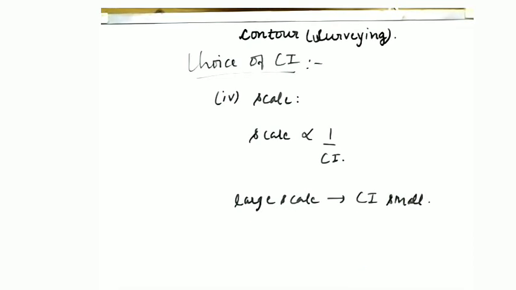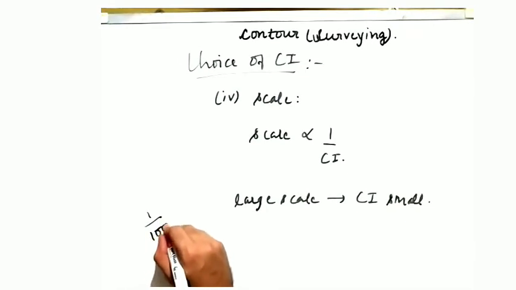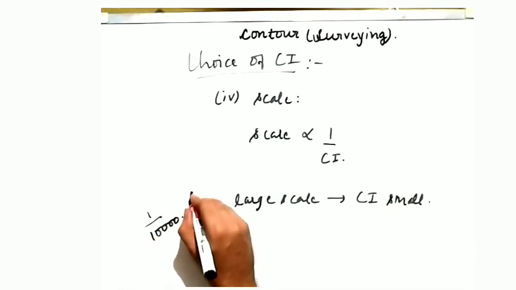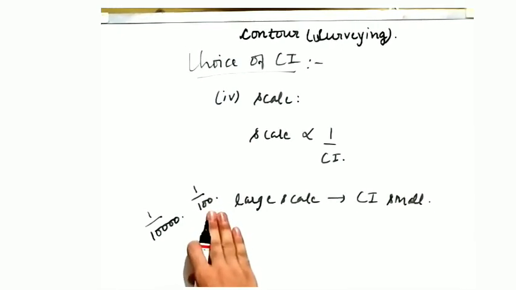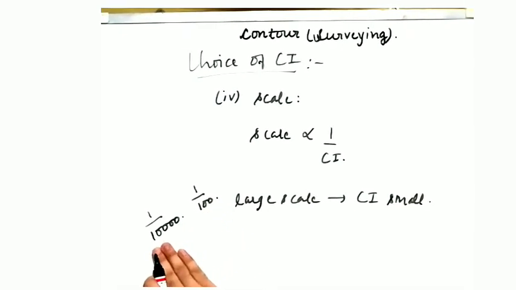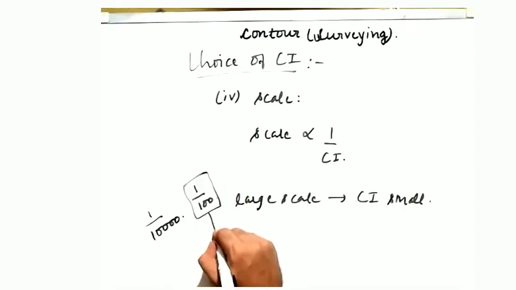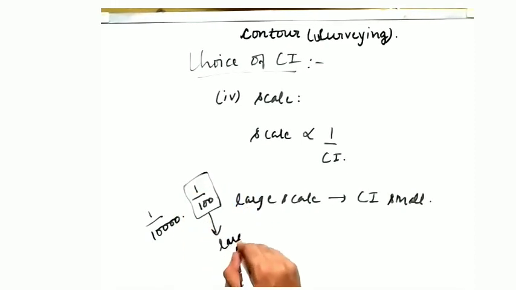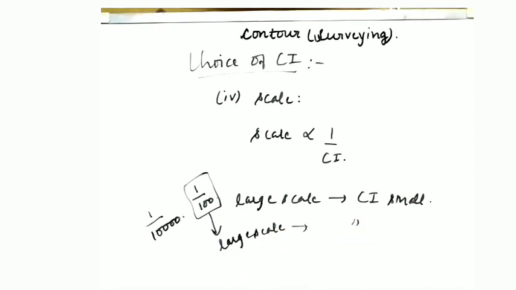Now what does this mean? See, what does large scale mean and what does small scale mean? This is a small scale. This is a large scale. This is a small scale. It is decided by the representative fraction. Now since this is a large scale, it will require smaller contour interval.